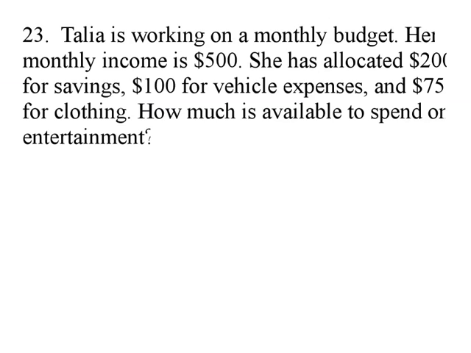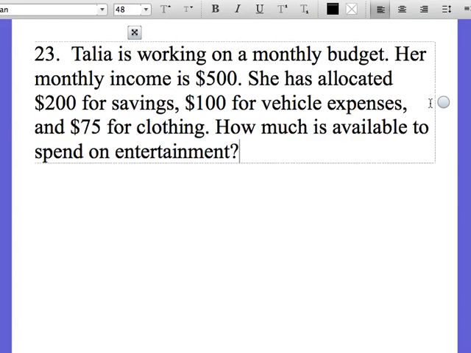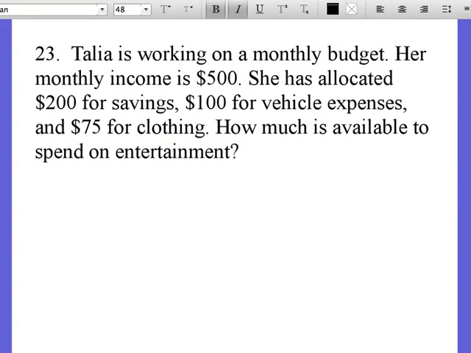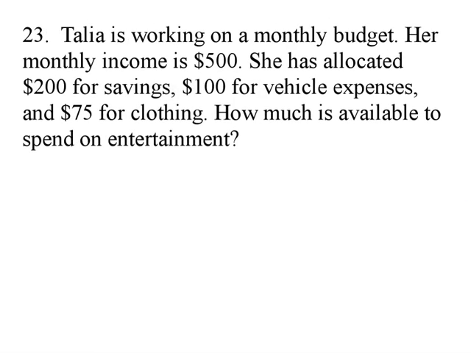Okay, last one. We've got a word problem here. This is number 23 from your book. It says Talia is working on a monthly budget. Her monthly income is $500. She has allocated $200 for savings, $100 for vehicle expenses, and $75 for clothing. How much is available to spend on entertainment? So how do I solve this? How do you add them up?